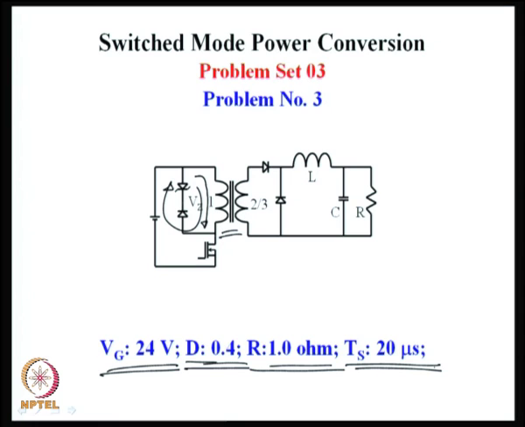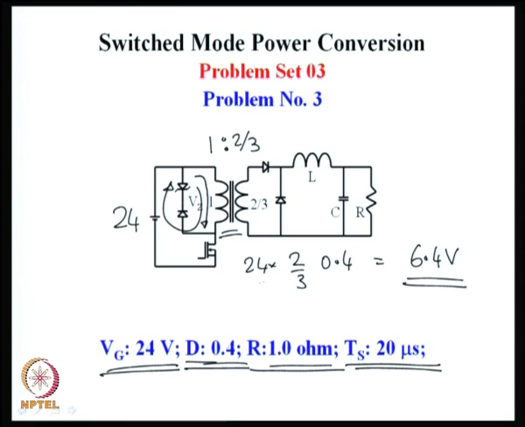Ideally, this 24 volts, a duty ratio of 0.4, and a turns ratio of 1:2/3 will produce an output voltage of 24 into 2/3 into the duty ratio of 0.4, which is the ideal voltage conversion ratio, and this is 6.4 volts. Our V naught ideally is 6.4 volts.